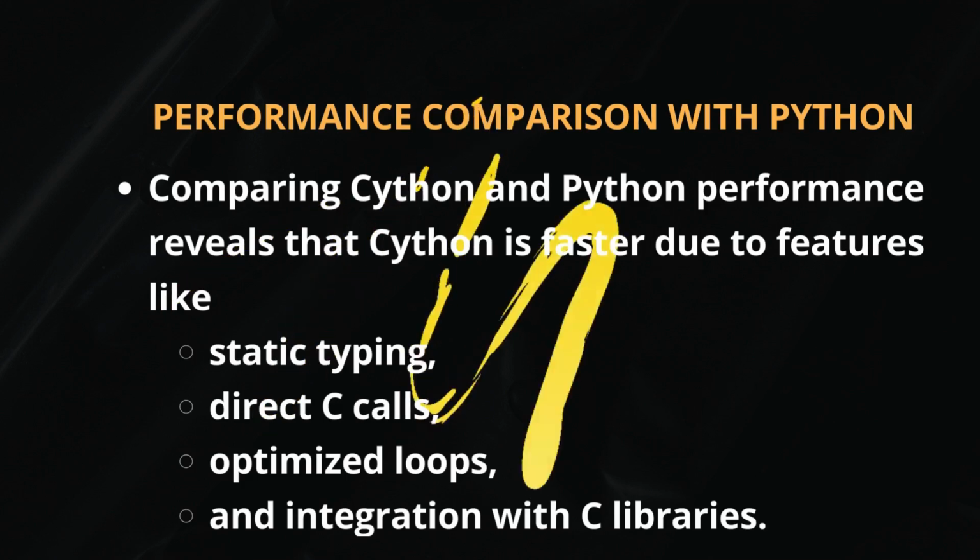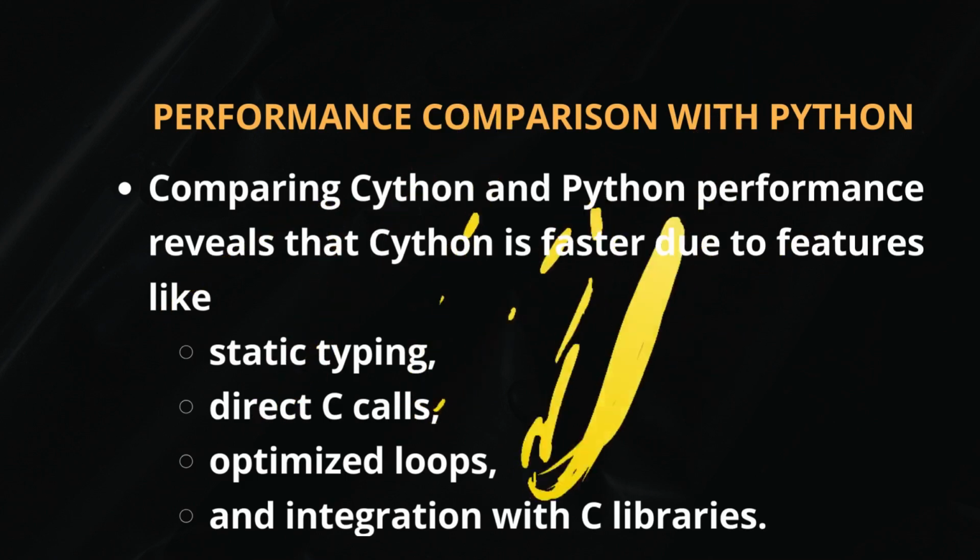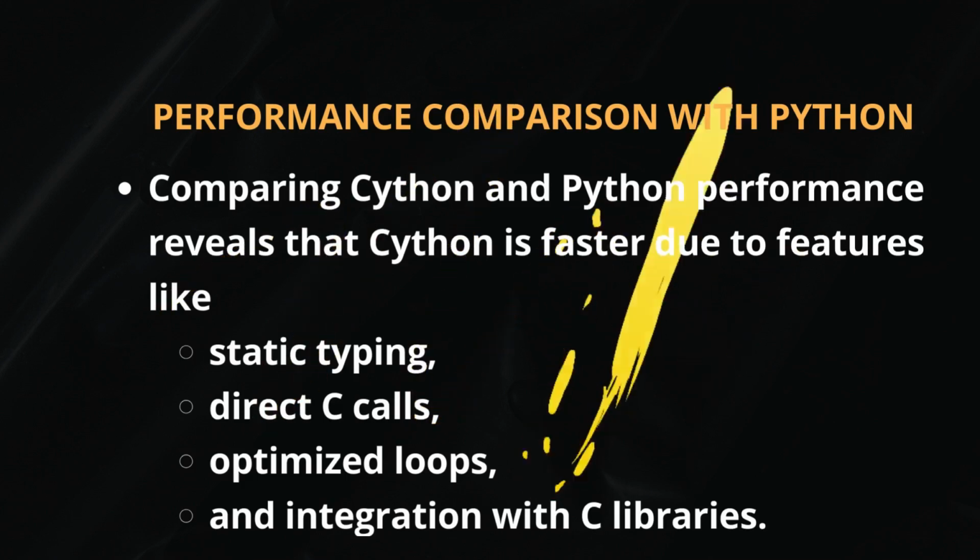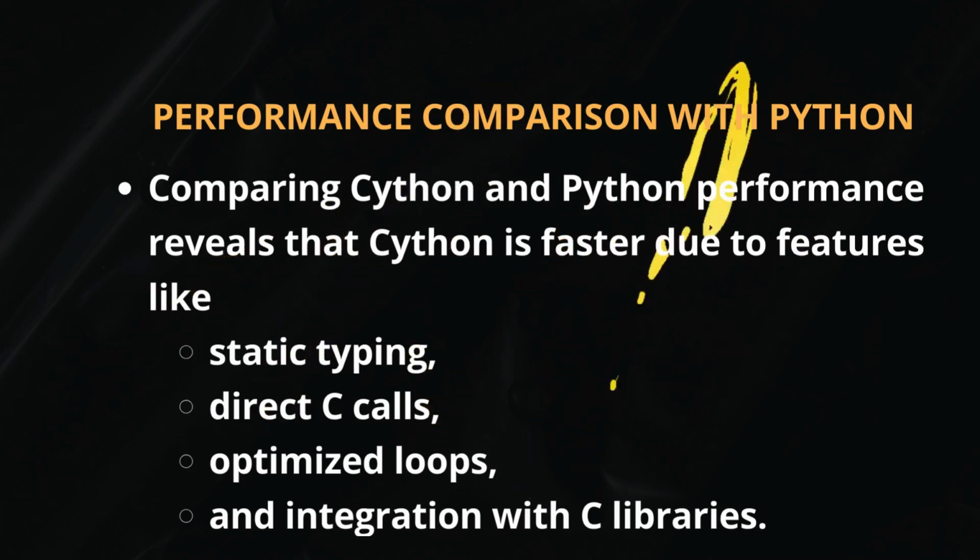Next is performance comparison with Python. The primary advantage of using Cython is performance improvements. Because Cython code is compiled into C, it can execute much faster than pure Python code, especially for CPU-bound tasks. Here are a few reasons why Cython code can be faster than Python.